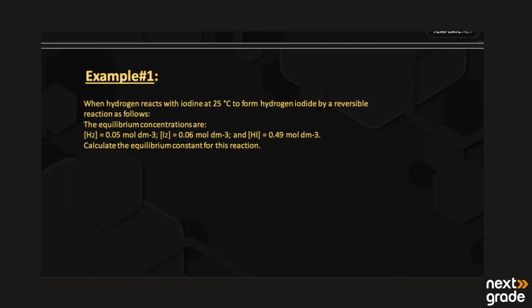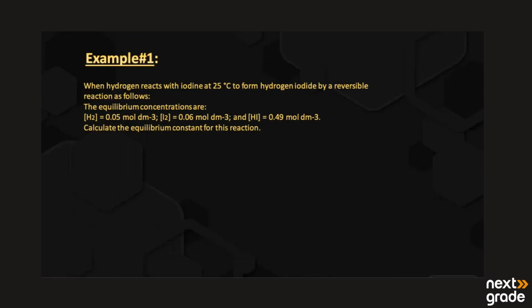So next we have our example number 1. When hydrogen reacts with iodine at 25 degrees Celsius, it forms hydrogen iodide by a reversible reaction. The equilibrium concentrations we have for hydrogen is 0.05 mole per dm cube, for iodine 0.06 mole per dm cube, and for hydrogen iodide, that is the product, 0.04.